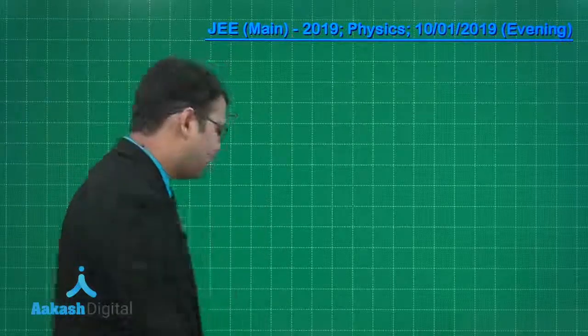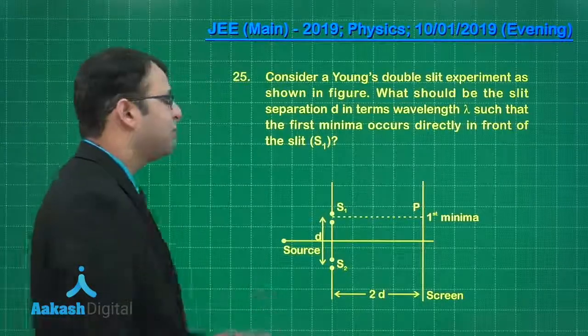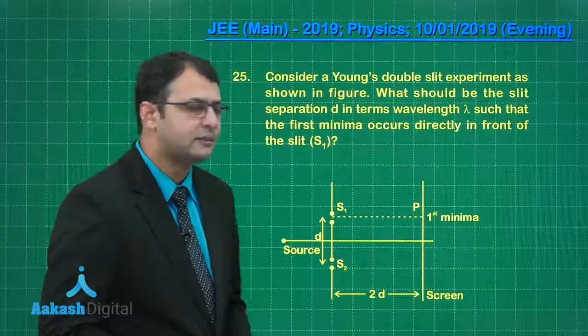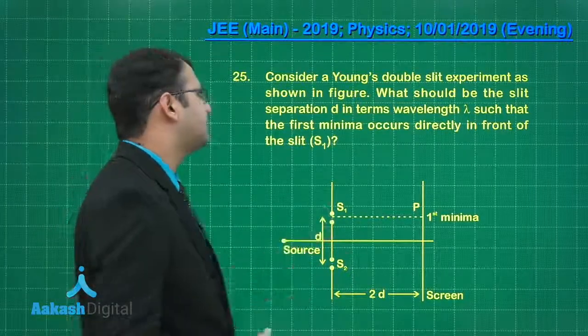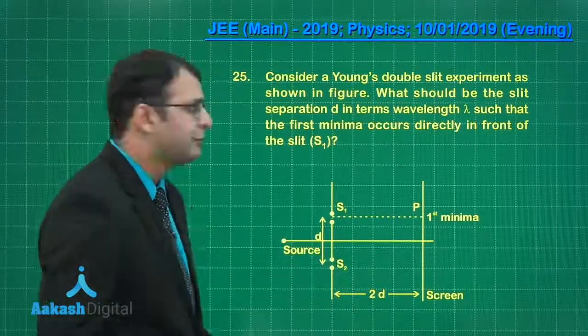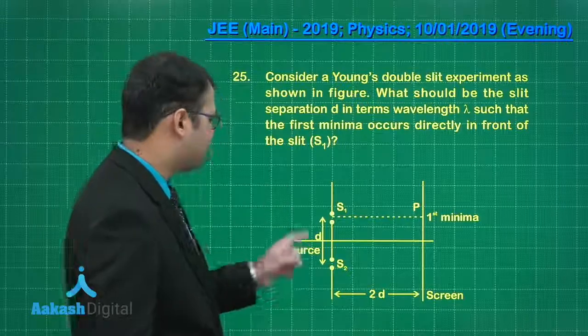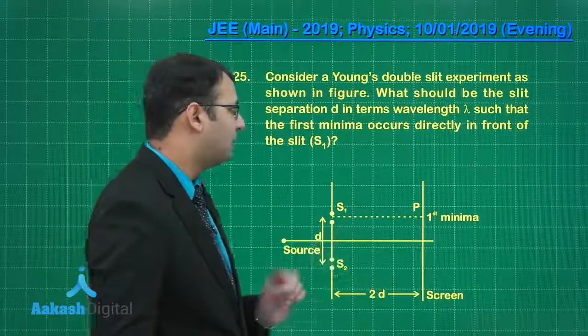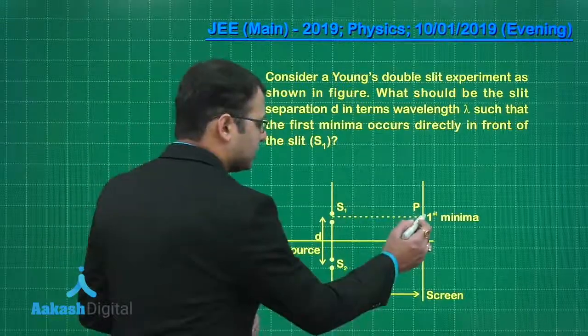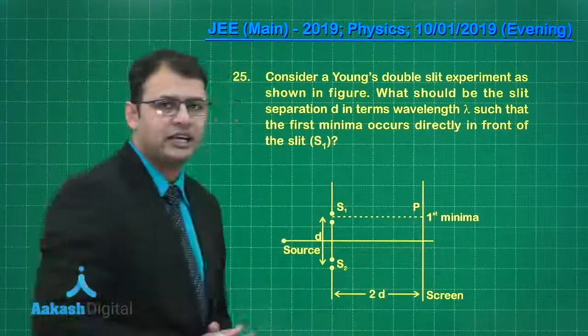Let's start with question number 25. Now the question you see belongs to the section of wave optics. As per the question, in the YDSE experiment, as per the shown figure, what should be the slit separation small d in terms of lambda such that the first minimum occurs here directly in front of slit S1.